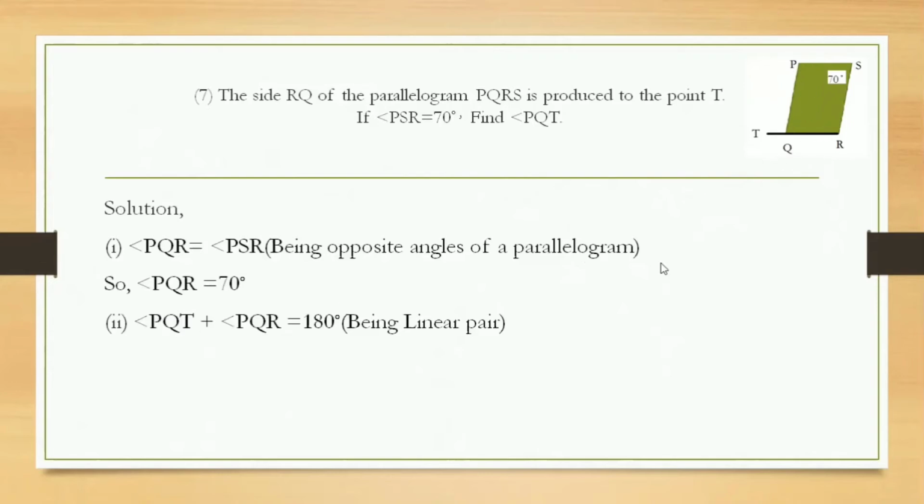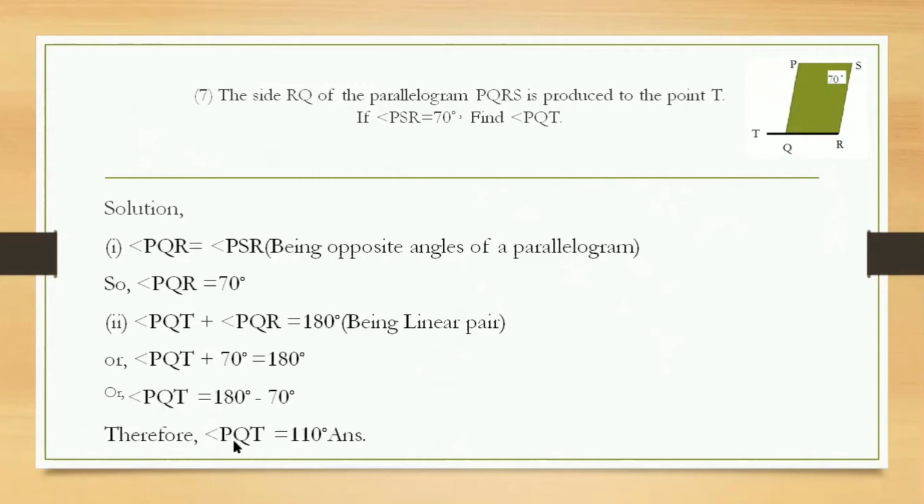PQR and PQT form a linear pair, so their sum will be 180. Then PQT plus 70 equals 180, so 70 goes to the other side to subtract. PQT equals 180 minus 70. Therefore, PQT equals 110 degrees. This angle is 110 degrees.